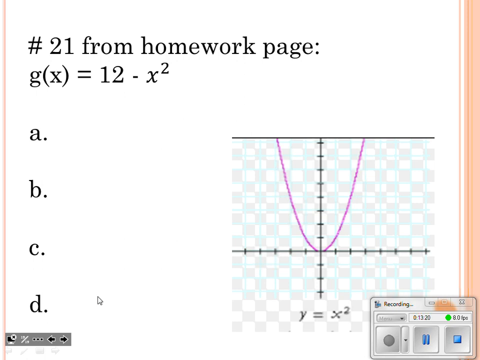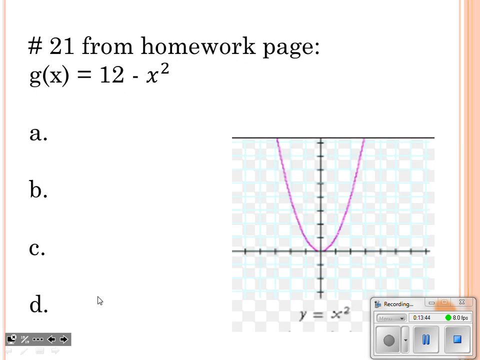Okay, I wanted to pick one off of our homework page just to guide you through, because it was a 4-part kind of deal that it was asking you about. Part A, if you guys turn with me real quick, that page is number 211. All right, so 21 is at the top of page 211 on the right-hand column. g of x is equal to 12 minus x squared.